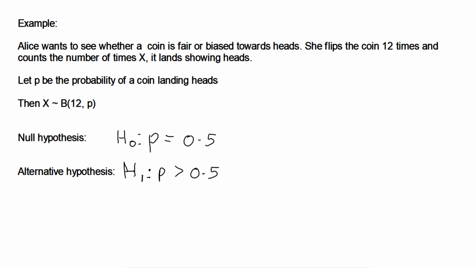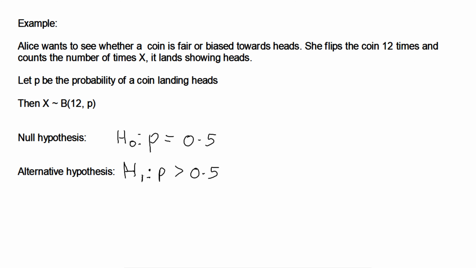And then our alternative hypothesis is she wants to know if it's biased towards heads. So if P is the probability of it landing on heads, if it's biased towards heads, then my alternative hypothesis is just simply going to be, so there's H1, my alternative hypothesis, put a colon in, P, lowercase p, is going to be greater than 0.5. And that way, if it's biased towards heads, then the increased probability will be towards heads, so it'll be greater than.